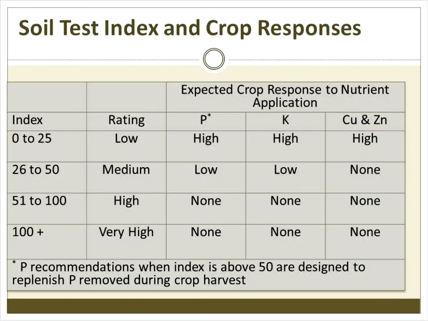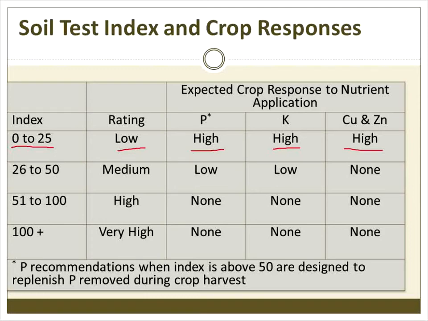So the soil test index system, and this is a table basically summarizing the whole soil test index system, where you have an index of 0 to 25 gives you a low rating, which means if you put phosphorus out there, there is a high probability that crop is going to respond to that phosphorus being applied. If you put potassium out there, there's a high probability of it responding to that potassium that's being applied. And if you put copper and zinc out there, there's a high probability that that plant will respond to that copper and zinc that was applied.